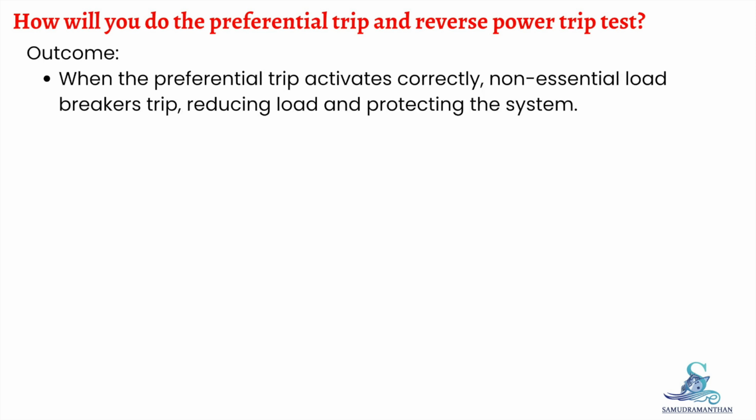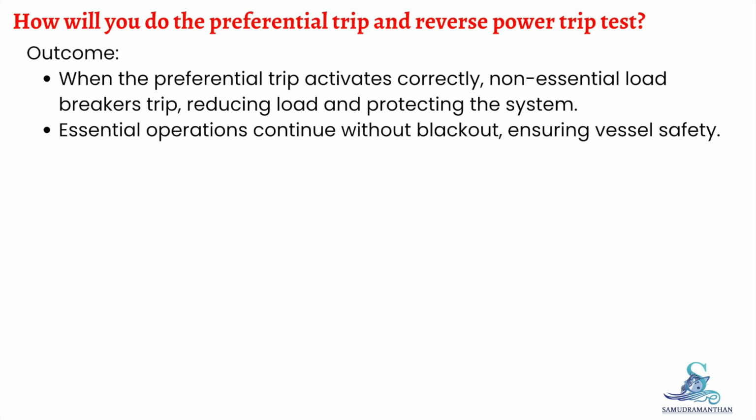Outcome: when the preferential trip activates correctly, non-essential load breakers trip, reducing load and protecting the system. Essential operations continue without blackout, ensuring vessel safety.